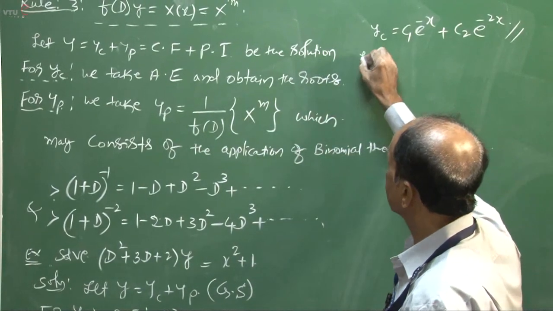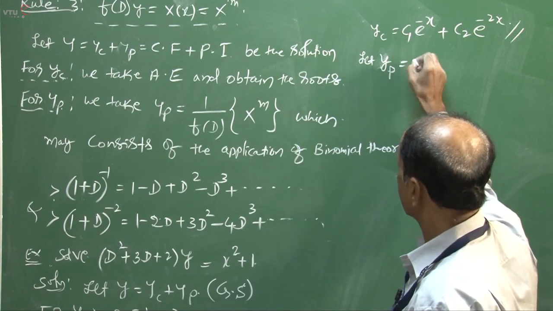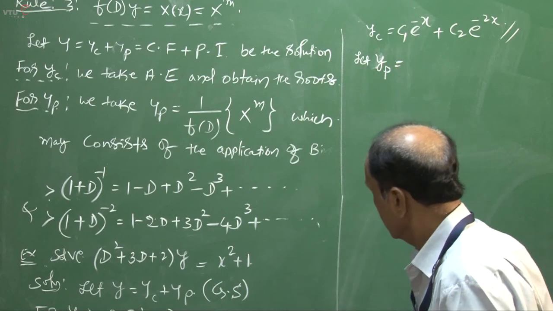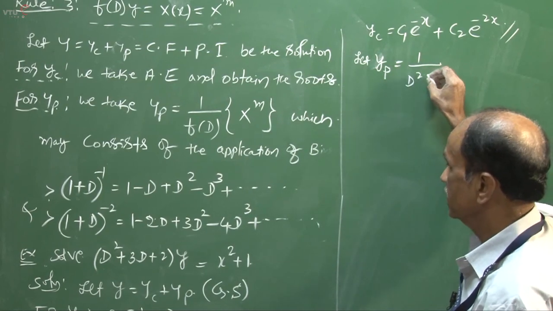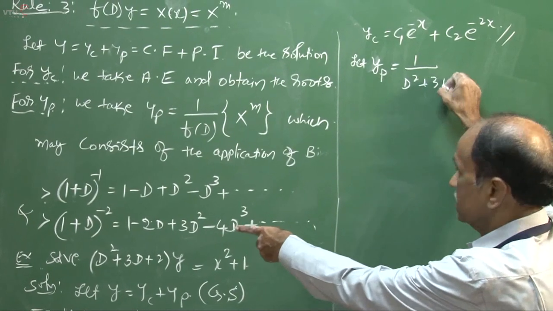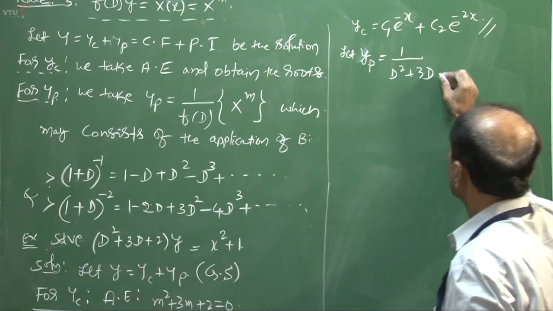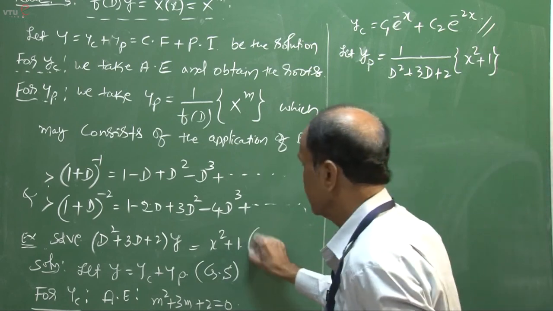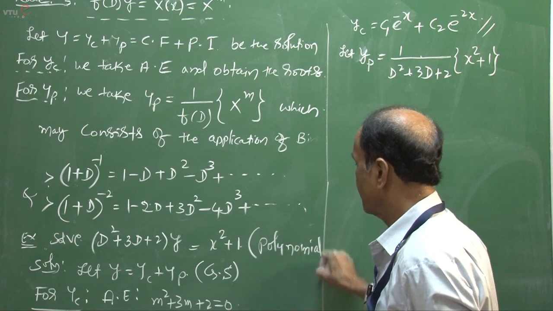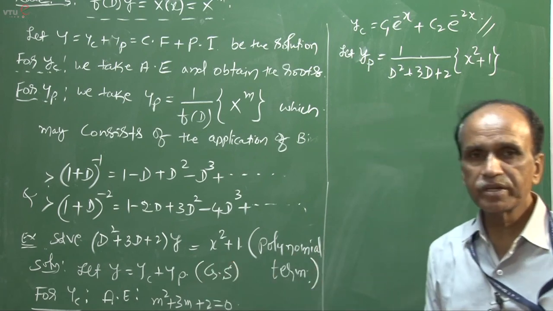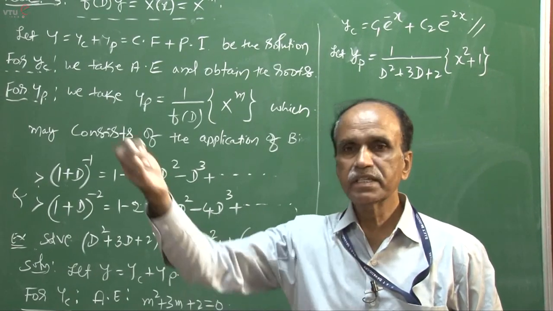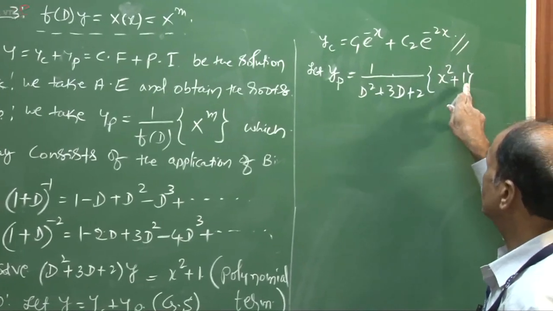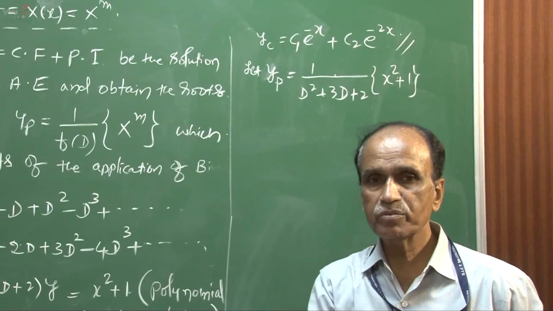Then what is the next part? Let yp, the particular integral, be equal to 1 divided by d square plus 3d plus 2 in the denominator, operating on x square plus 1. You write this one as a polynomial term. In terms of the variable x, you can write the polynomial term either in increasing powers or in decreasing powers. This is in decreasing powers, because it is x to the power 2 and 1 into x to the power 0.